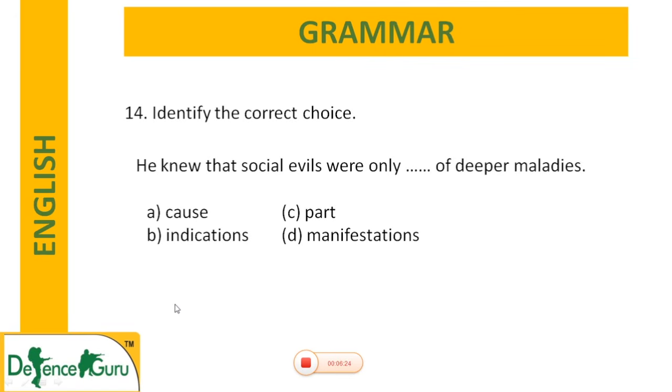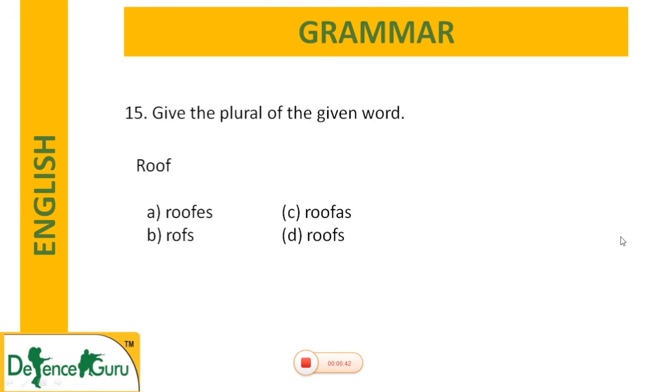Now I am on question number 14, that is identify the correct choice. He knew that social evils were only dash of deeper maladies. So that will be manifestation. Manifestation means sign. So manifestation of deeper maladies. Option D will be the right option. Plural of roof, that's very well known, that is roofs. D.